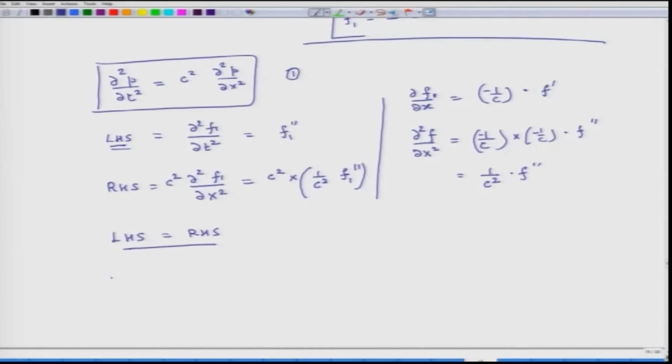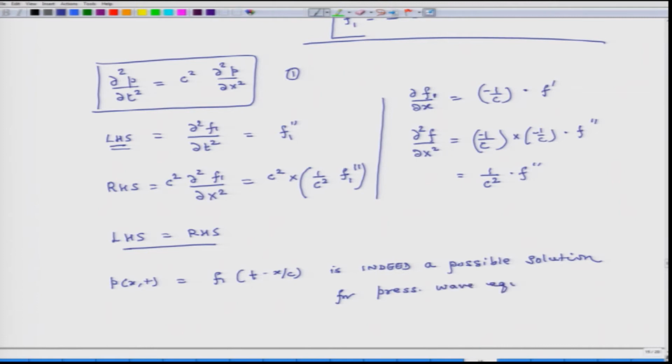So, we can conclude that P of x and t is equal to f1 of t minus x over c is indeed a possible solution for the pressure wave equation in one dimension.